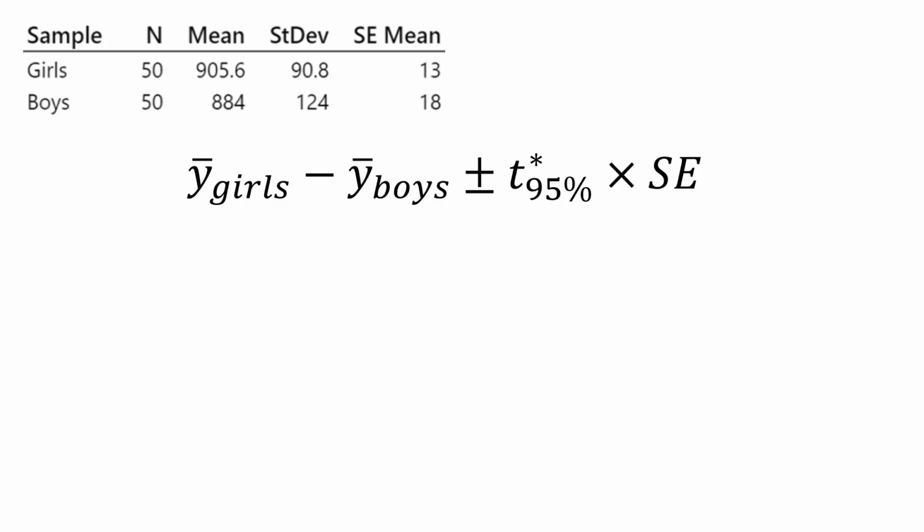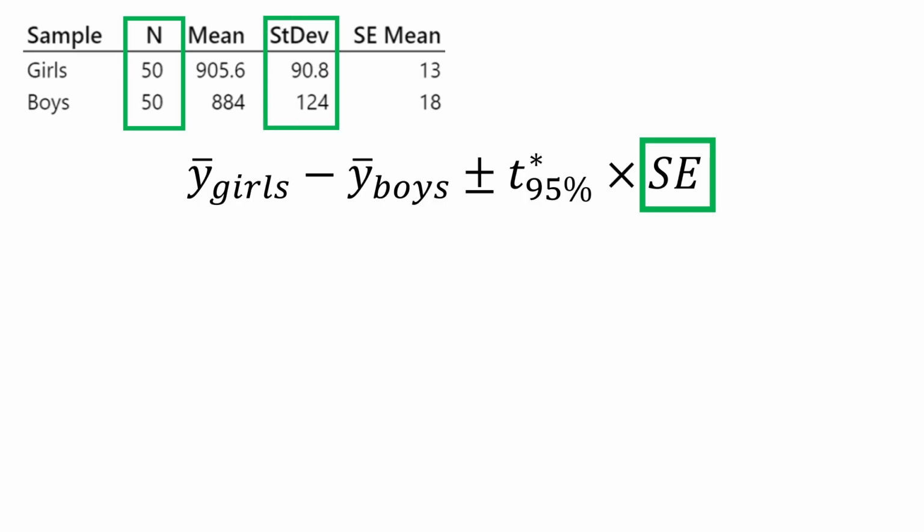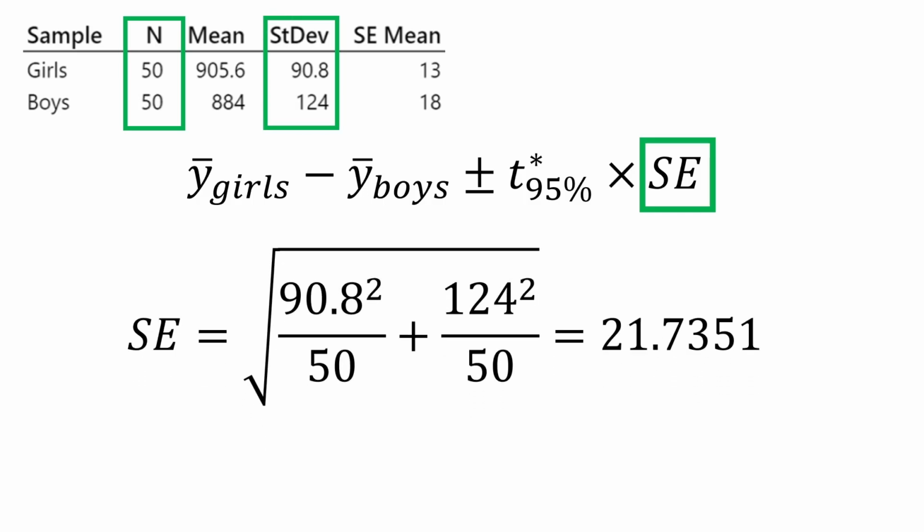Now we need to calculate that standard error. This, of course, is the most complicated calculation you might be asked to perform, and there's a chance you might not even be asked this on the final, but you need to be ready for it just in case. All the information you need is in the table. We have our sample sizes, and we have our sample standard deviations. Plugging those into the formula, we get a standard error of 21.7351.